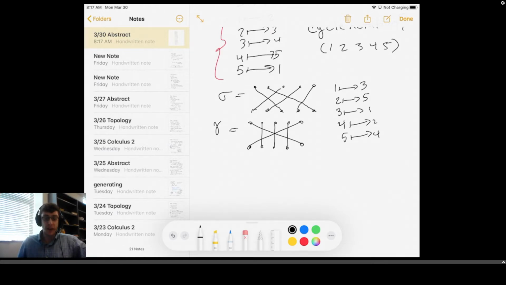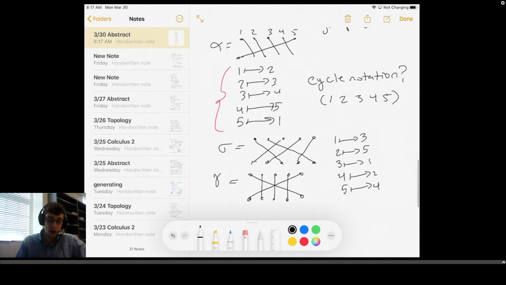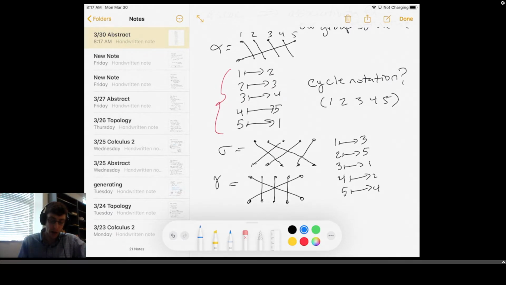And notice I'm usually going in this order. In terms of finding cycle notation, I usually always start at 1, see where that goes, and then wherever that goes, that's where I go next. It's just easiest to start left to right because this cycle notation up here is not unique. I can do any cyclic permutation of this. Basically I can rotate these around. So this would be the same as 2, 3, 4, 5, 1, or 3, 4, 5, 1, 2.